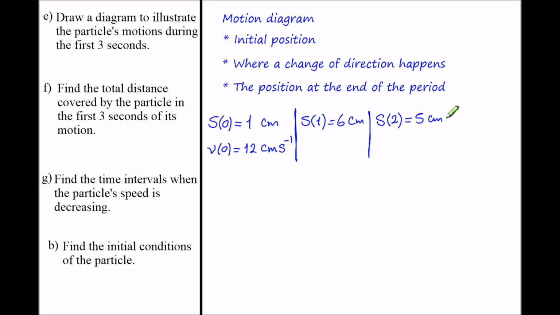This is where a change of direction happens. What is left for us to know now is where the object is at the end of the time period, which is s of 3. If you substitute 3 into the displacement function, you should get 10 centimeters.